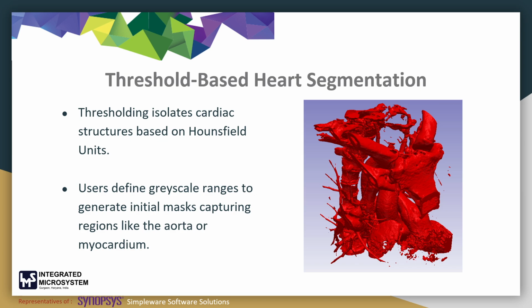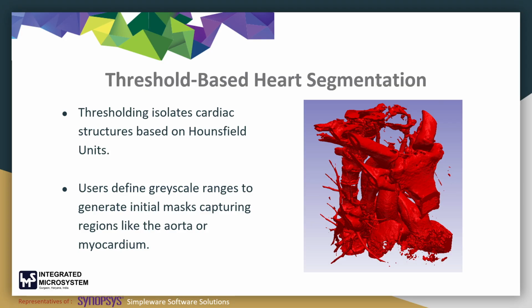In cardiovascular applications, different tissues such as blood, myocardium, or calcified plaque present different intensity values. This makes thresholding a powerful tool for distinguishing and isolating these regions.